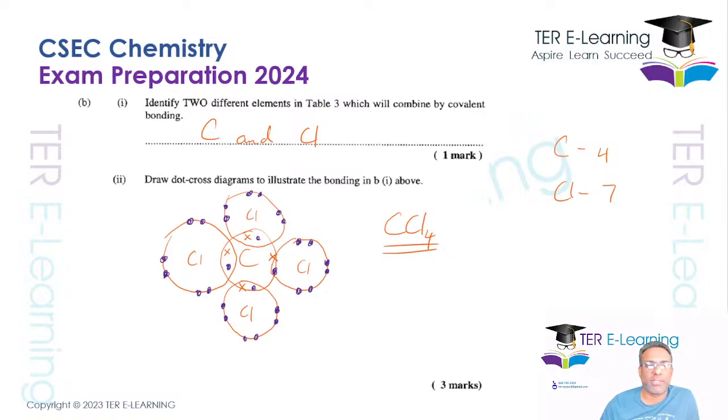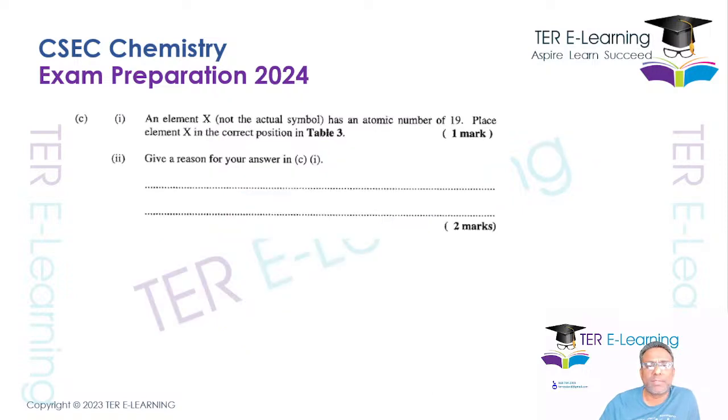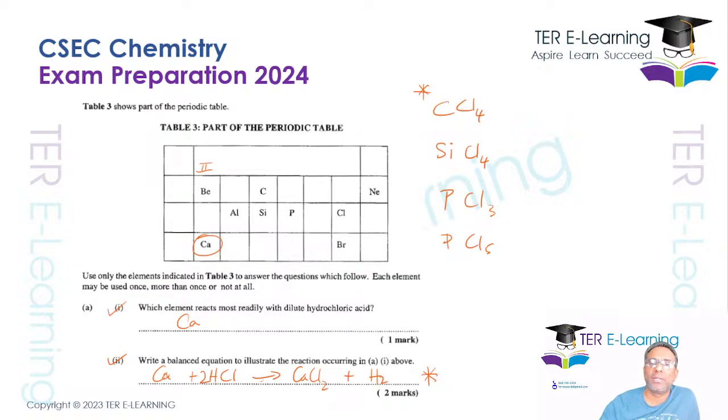Right, let's see what we have here again. An element X, not the actual symbol, has atomic number of 19. Place the element X in the correct position. So we have some element X here, and it has atomic number of 19. They want to know where to put this element here. So if I were you, I will first write the electronic configuration for this element.